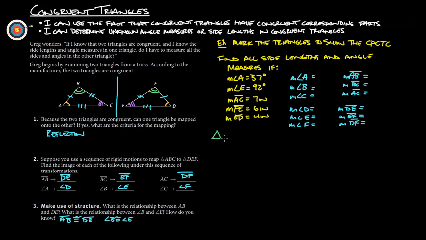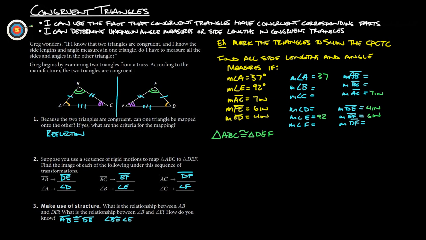So we know that triangle ABC is going to be congruent to, so A is congruent to D, B is congruent to E. Oops, I forgot the triangle symbol again. All right. D, E, and then C maps to F. Okay. So measure of angle A is 37. Measure of angle E is 92. AC is 7. So I'm just going to fill in all the blanks here. Okay, I filled in all the pieces. Now we're going to find all the blanks.